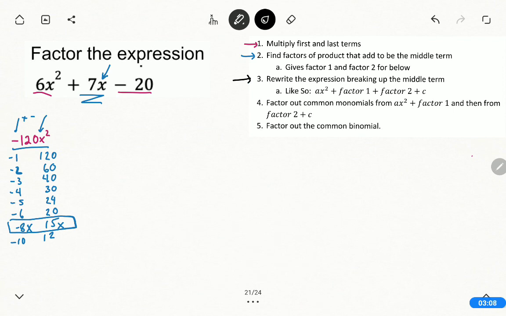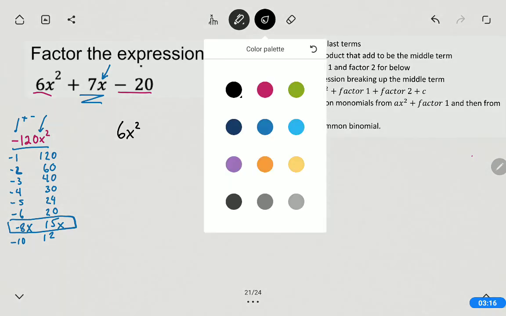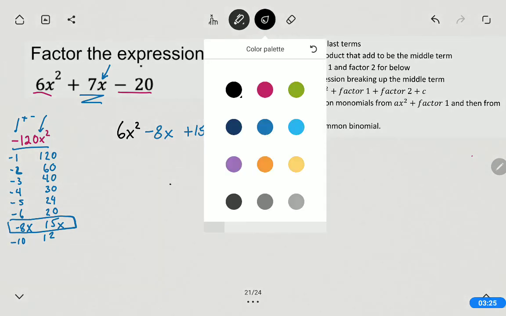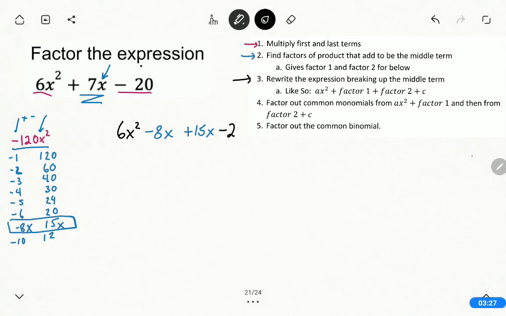Step 3 is to rewrite our expression, breaking up the middle term into the two factors we just found. So our first term, 6x squared, is going to stay the same. But then we'll have our two factors that we just found, the negative 8x and the positive 15x. And then our last term. That's the third step.